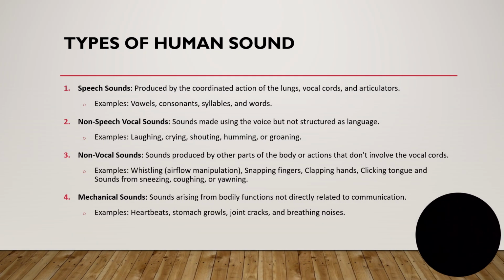Now we'll be moving to types of human sounds. What are the types of human sounds? First, we have speech sounds. They are produced by the coordinated action of the lungs, vocal cords, and articulators. Examples: vowels, consonants, syllables, and words.